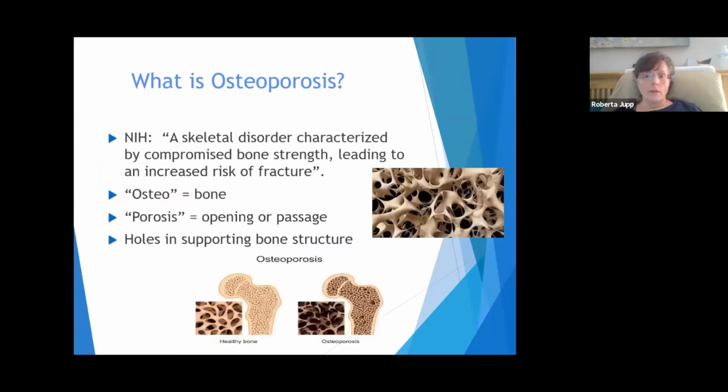So the first question you may have is, what is osteoporosis? And according to the National Institutes of Health, it is a skeletal disorder characterized by compromised bone strength, leading to an increased risk of fracture. Osteo means bone, and porosis means opening or passage. And as you can see from the photos there, this is a bone that hardly has a whole lot of structure left. And this would be what the bones would look like with a severe case of osteoporosis. So that's the definition of it.